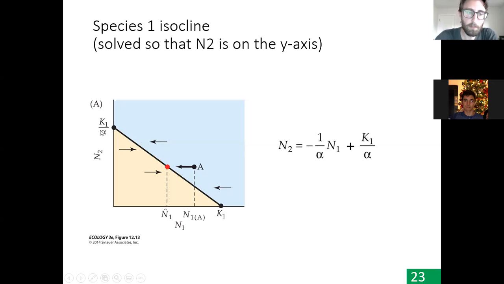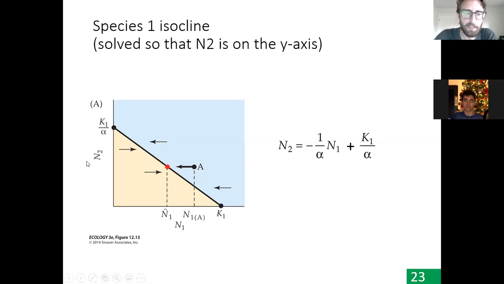And yeah, we can solve for, or you can see that the y-intercept here is going to be K1 over alpha. So that's shown here. This y-intercept is K1 over alpha. We've got a line with a negative slope. And if we solve for the x-intercept, substituting in 0 for N2 on the y-axis, we get the x-intercept, and that's going to be the carrying capacity of species 1, K1.